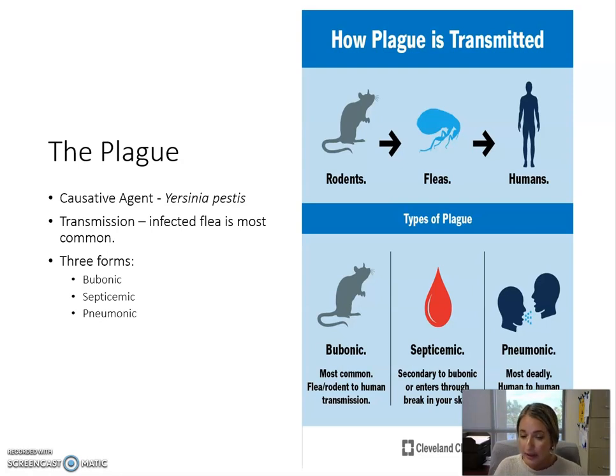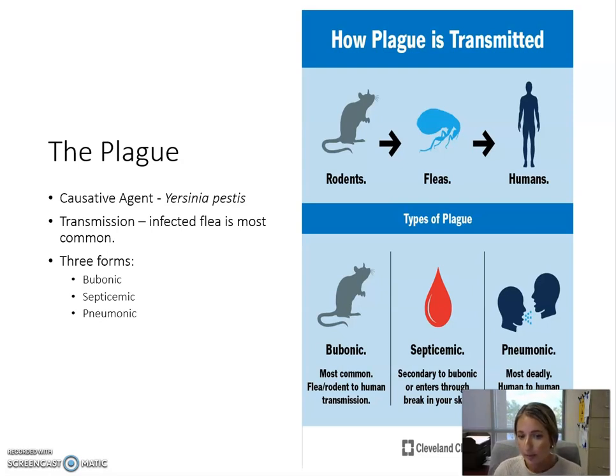So then when the flea bites a human, it will inject its saliva into the human. The human host will then become infected with Yersinia pestis and will now have the plague. So as far as transmission, humans most commonly get it through the bite of an infected flea. There are various forms of the plague depending on which part of the body is targeted by the bacteria.